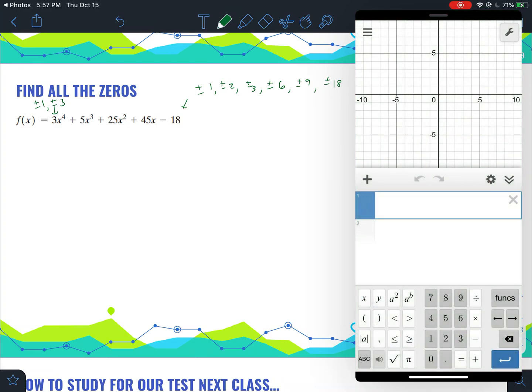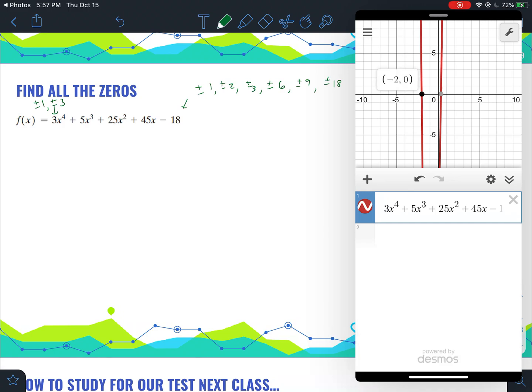Desmos is only going to give us the real zeros. We'll still have to find the imaginary ones. So 3x to the 4th plus 5x to the 3rd plus 25x squared plus 45x, and then minus 18. And so the two real zeros that I get are x equals negative 2, and then x equals 1/3.